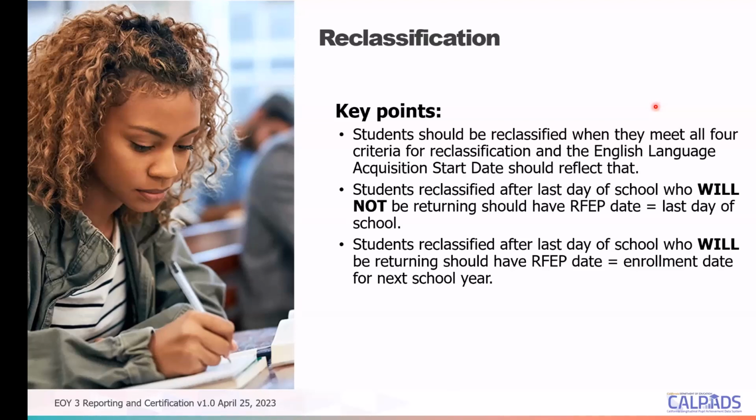Now, if the student is returning next year and they took the test during summer, then you can use the first day of school as your RFEP date. So the goal here is that you have to report the RFEP date during an enrollment period, during ownership. Otherwise, if your RFEP date is in between enrollments, you will not be able to get credit for that RFEP status.